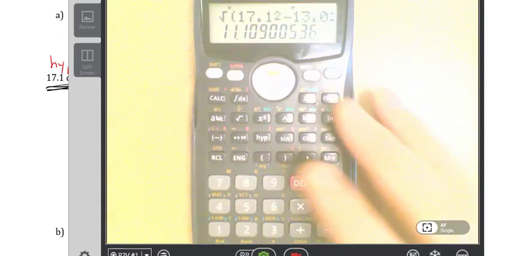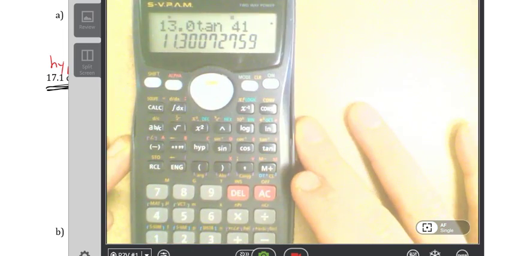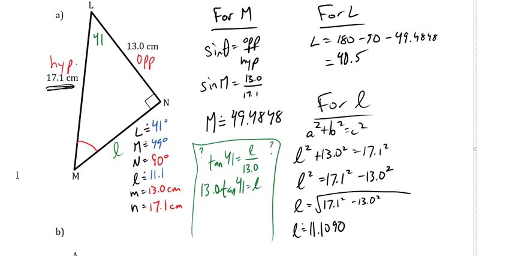Watch what happens when I put it in my calculator. 13.0 tan of 41. 11.300. What was the answer we got before? 11.1. They're a little different. Big deal? No big deal? I don't know. If this was like a bridge measured in kilometers, the difference between 0.1 and 0.3 is 200 meters. That might matter. The bridge might not connect, right?